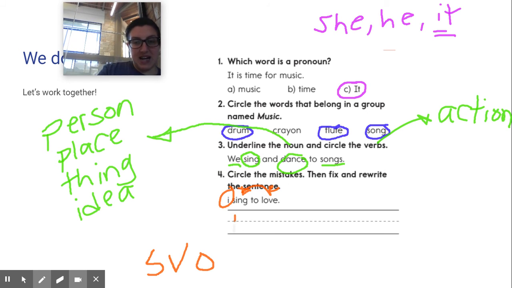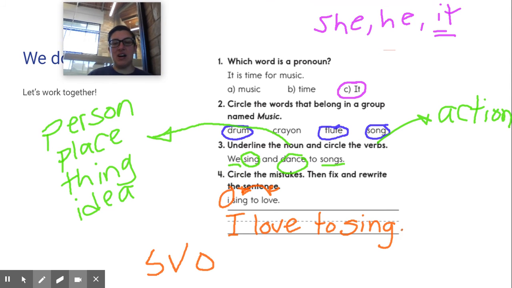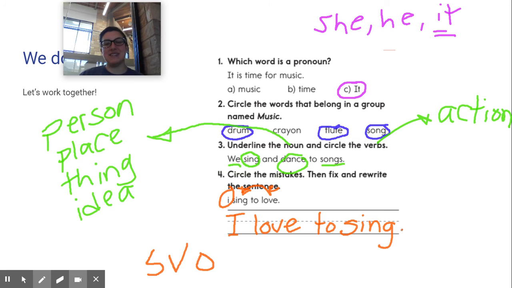Okay, so the correct answer here should be, this is wrong, and then these are all just sort of mixed up. So we need to switch those around. Okay, so we need it to be I capitalized, love to sing. "I sing to love" doesn't really make sense, because in that case it would mean that love is kind of like a person and that's who I am singing to. "I love to sing" means like singing is something that I really enjoy.